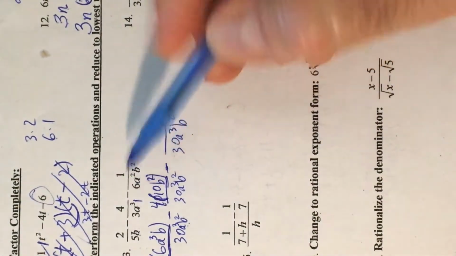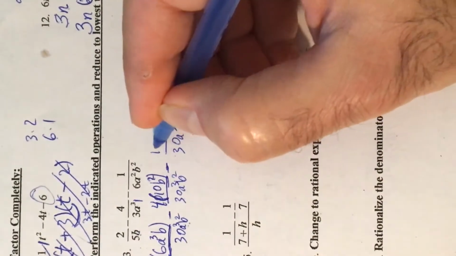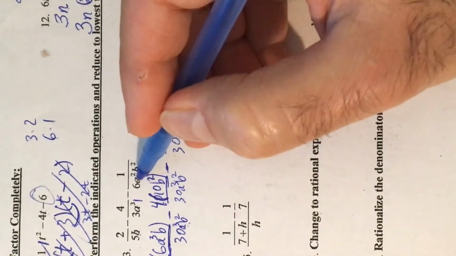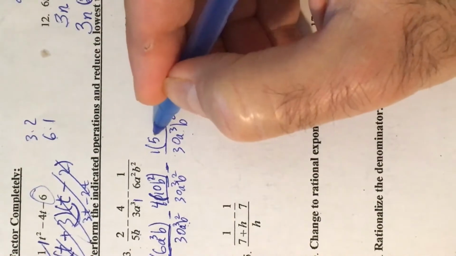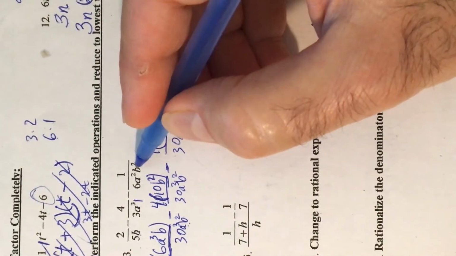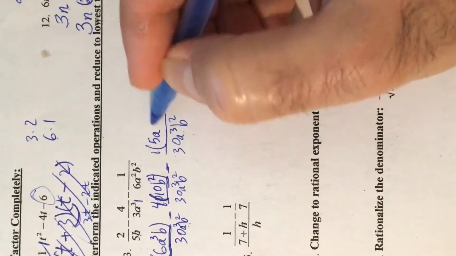What do I multiply 6 by to get a 30? A 5. What do I multiply a squared to get an a cubed? 1a. What do I multiply b squared to get a b squared? A 1. So there you go.